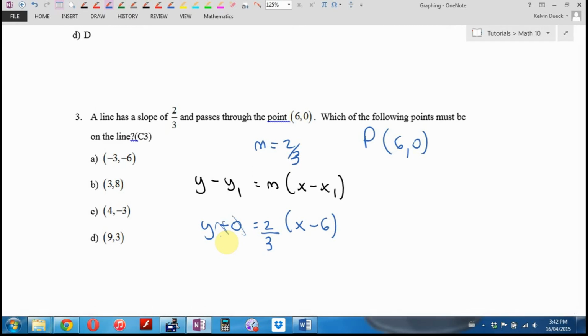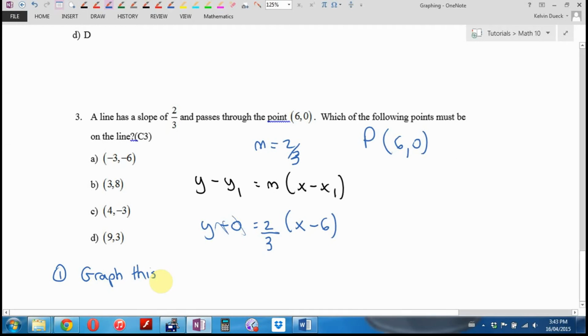Now, what this question wants to know is which of these must also be on this line? There's two ways to do this. Method one is just to graph this. What's the slope? 2/3. What's the point? 6, 0.